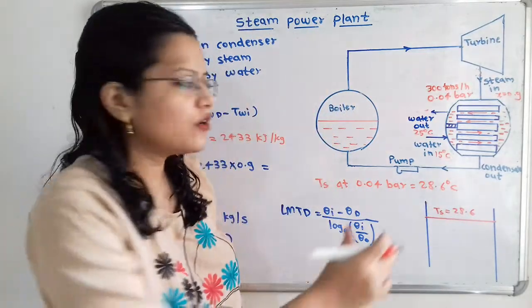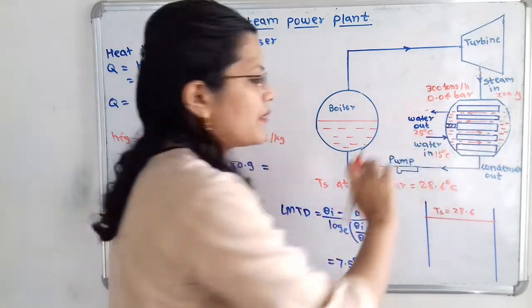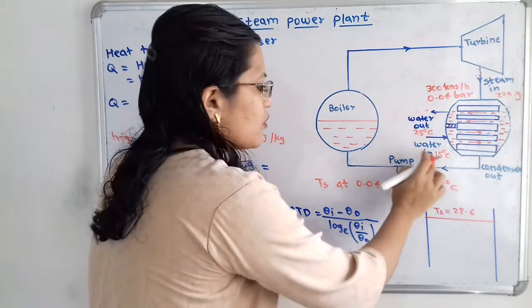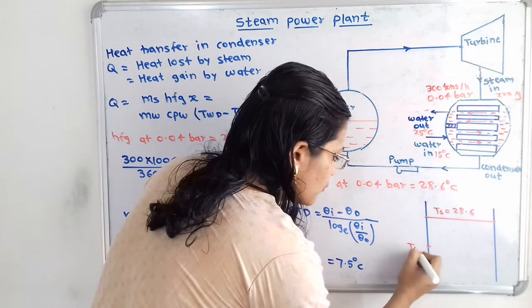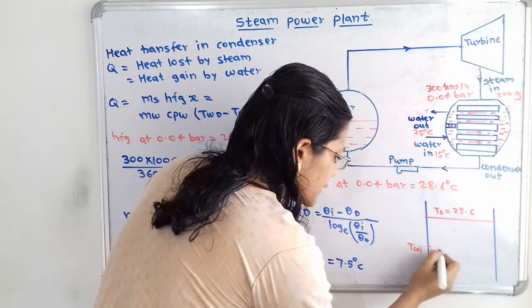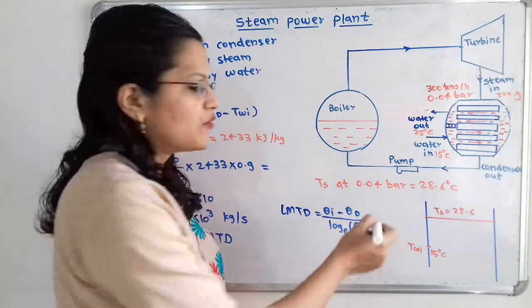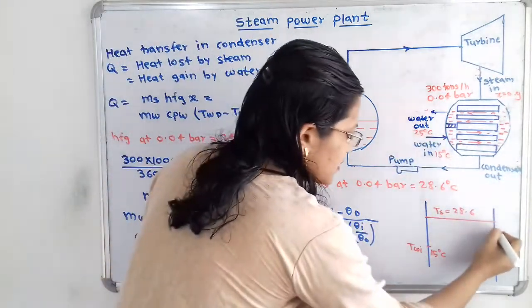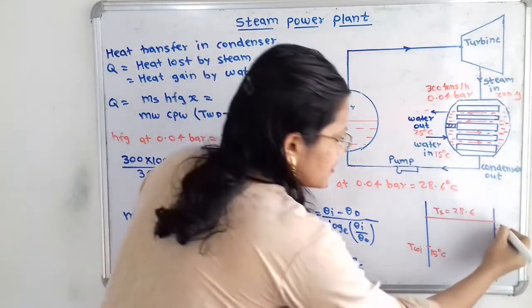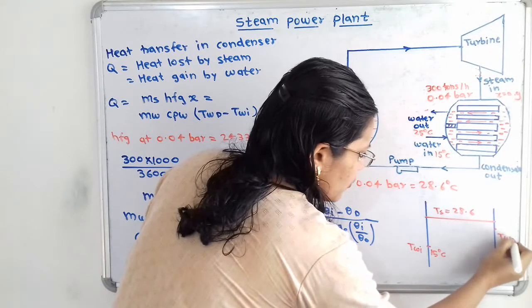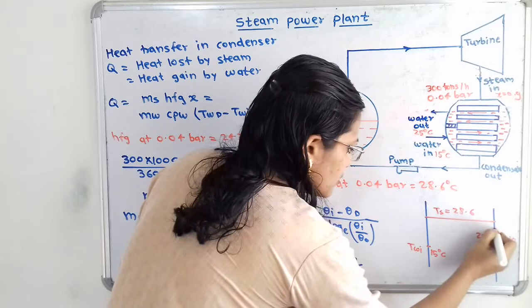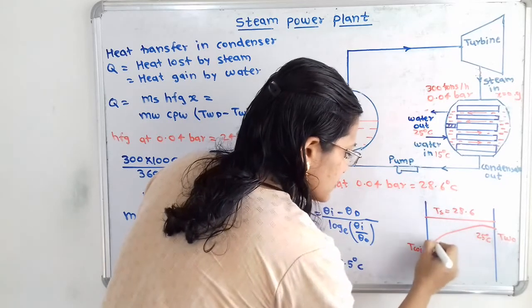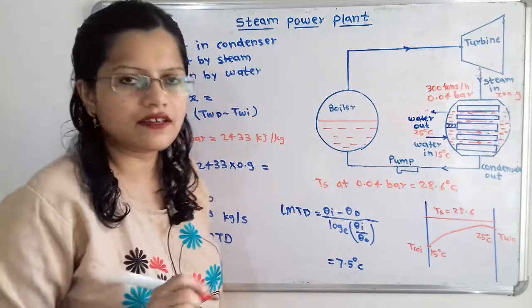Now this heat is getting absorbed by the water. So what is the inlet water temperature? 15 degrees Celsius. So I will plot it here as Twi, that is 15 degrees Celsius. And the outlet water temperature is 25 degrees Celsius. So for the outlet I will plot the point Two, that is 25 degrees Celsius. Now we will join these 2 points. So here these 2 points are connected.